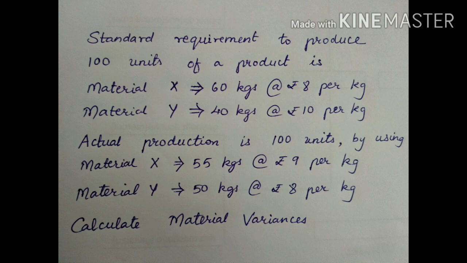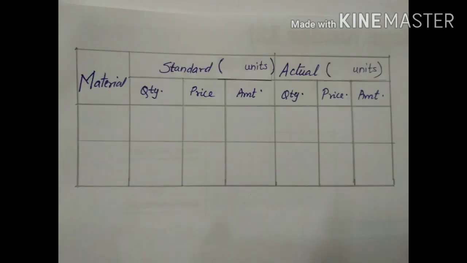Standard requirement to produce 100 units of a product is material X 60 kgs at the rate rupees 8 per kg and material Y 40 kgs at the rate rupees 10 per kg. Actual production is 100 units by using material X 55 kgs at the rate rupees 9 per kg and material Y 50 kgs at the rate rupees 8 per kg. Calculate material variances. This is a table which I have already prepared to solve this question.